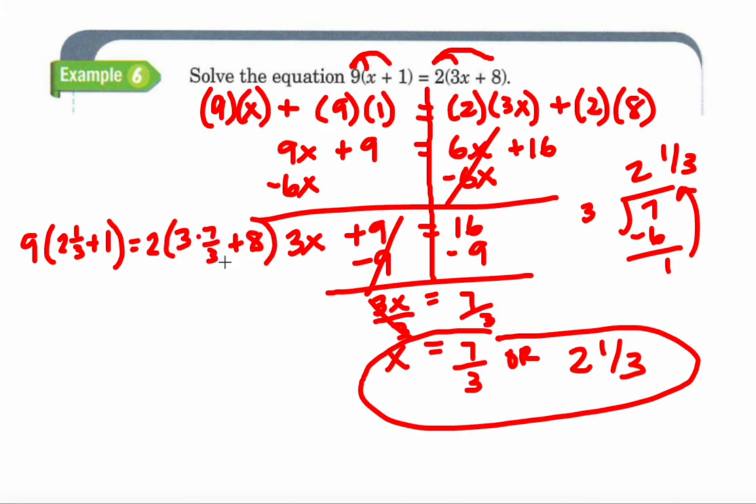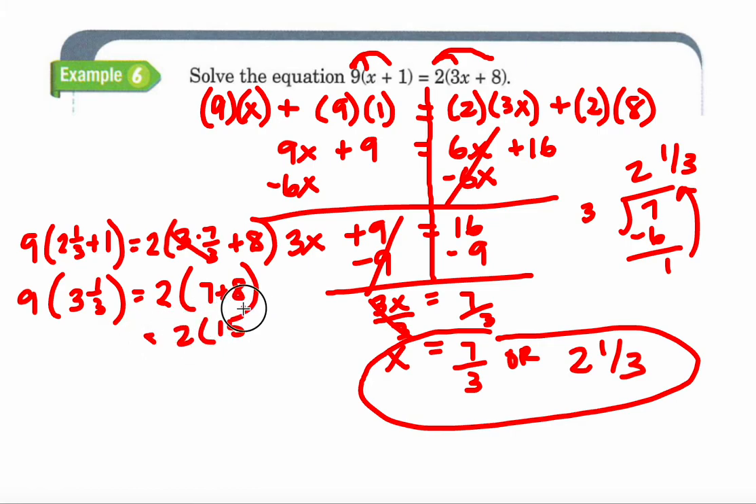Okay. So now I have on the left-hand side 9 times, what is this? 2 1/3 plus 1 is 3 1/3 equals, these two cancel inside. So 3 times 7/3 is really 7 plus 8. 7 plus 8 is 15. So on the right-hand side, I get 2 times 15, which is 30.